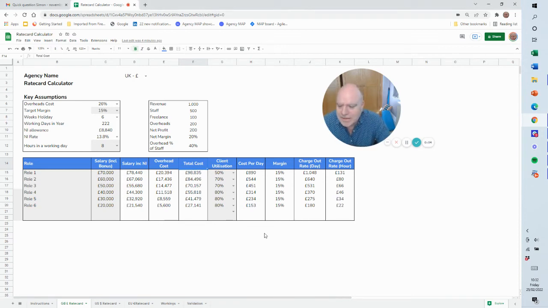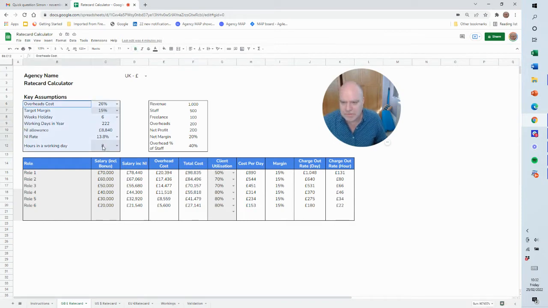Hello, and today I thought I would look at how you should calculate your rate card, because I think it's something which is vital to every agency, but not always given the care and attention. And if you choose the wrong rate card, you're always going to be struggling to make a decent margin. So I thought I'd break it down into its component parts.